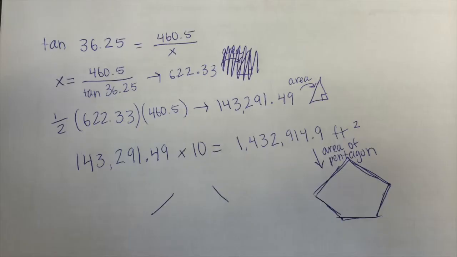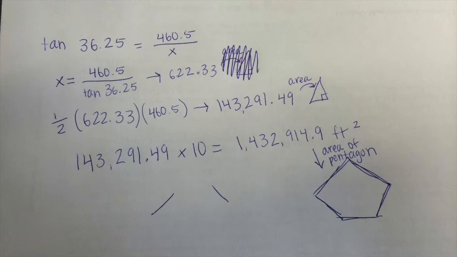So here we have a triangle, and we're trying to find x, and we have the opposite side, and the adjacent is x. So we're doing tangent, so it'd be tangent 36 equals 460.5 divided by x, and then you move tangent underneath 460.5 to divide, and then you get x equals 622.33. So that is the adjacent leg.